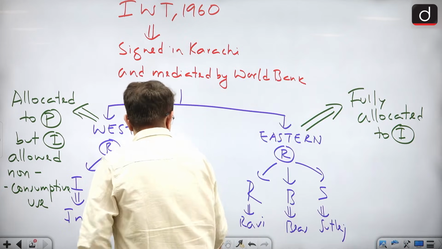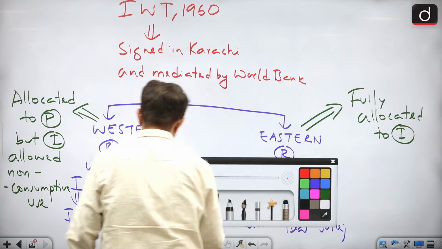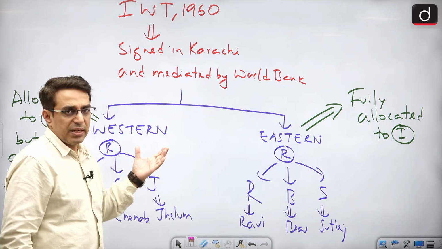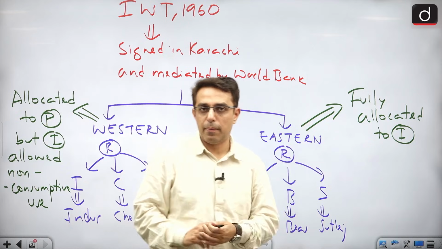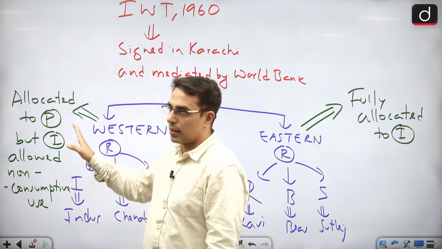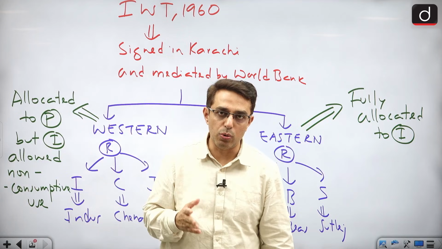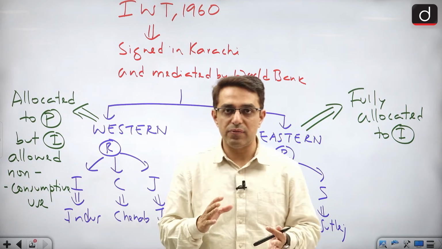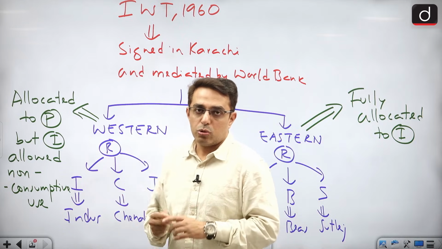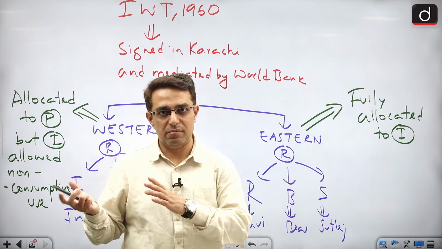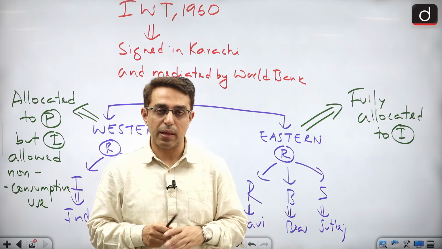Also, on the face of it, it seems that the treaty is in favor of India because eastern rivers are fully allocated to India, plus western rivers which have been given to Pakistan, India has still been allowed rights over these rivers, as in non-consumptive use India can do. So it seems that this treaty is in India's favor.